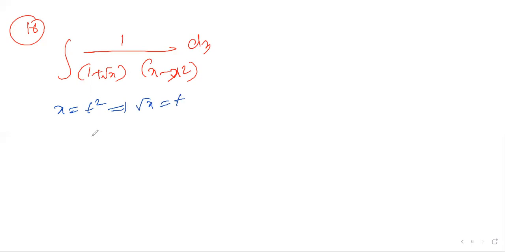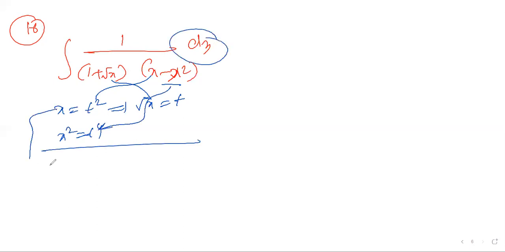So x square is there. Wherever x square is there, I can write t power 4, because x is equal to t square, root x is equal to t, x square is equal to t power 4. This is clear. Then I should write dx is equal to 2t dt. These are all the simplifications I have done.